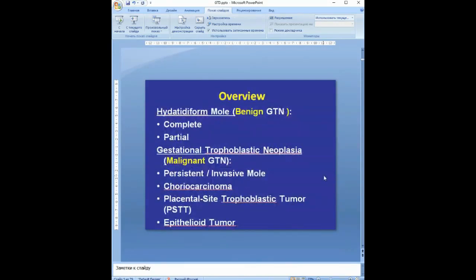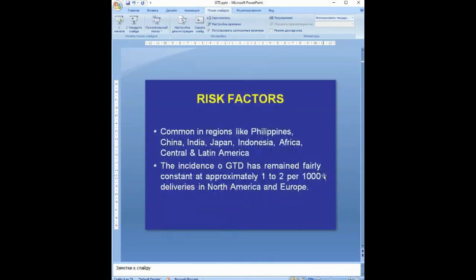Hydatidiform mole, benign gestational trophoblastic disease. They could be complete or partial. Gestational trophoblastic neoplasia, malignant GTN: persistent or invasive mole, choriocarcinoma, placental site trophoblastic tumor, PSTT. The last kind is epithelioid tumor.